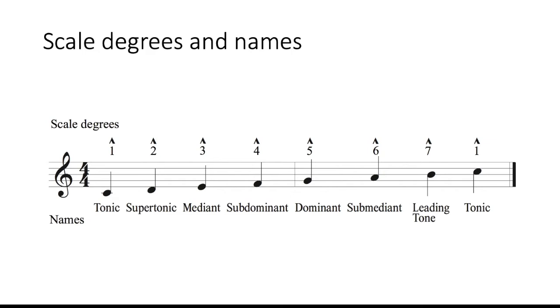Another look at scale degrees and names. We have the C major scale and the names for each one of the pitches. Above the staff, we have the numbers of the scale degrees. And in this case, the numbers have a little mark above them, which is called a caret. And when you see a number with a caret, it refers to scale degrees.